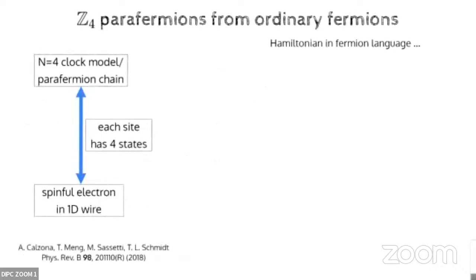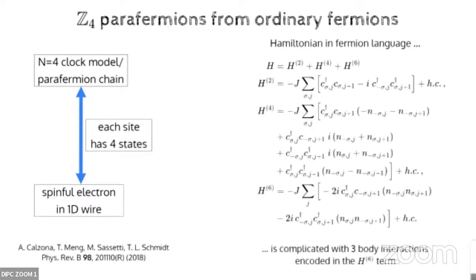Good. So what did people do so far? One simple realization is that if you look at n equals 4 parafermions, then we have to operate in a 4-dimensional local Hilbert space. So there is a natural connection to electrons, so spinful fermions. And then indeed there was a paper by Mauro, Sassetti and their co-workers who basically just fermionized the parafermion chain. Okay, and the Hamiltonian in this language looks like this.